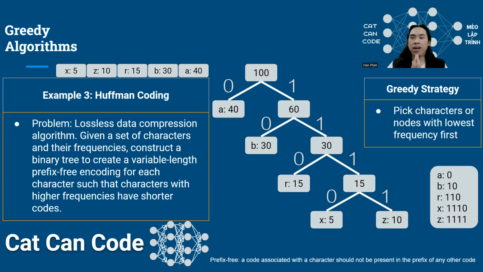Okay, so it's very practical and it's still being used. The Huffman coding algorithm is still being used in many data compression software nowadays.